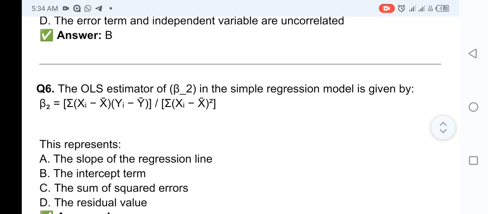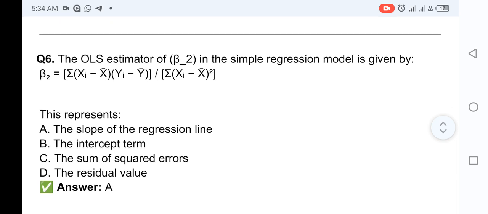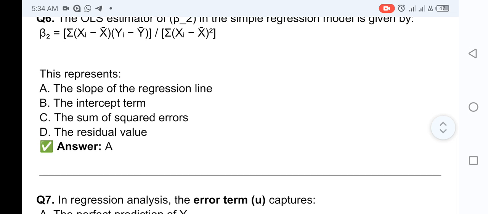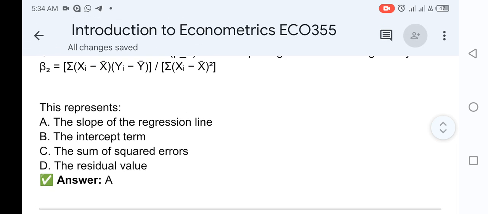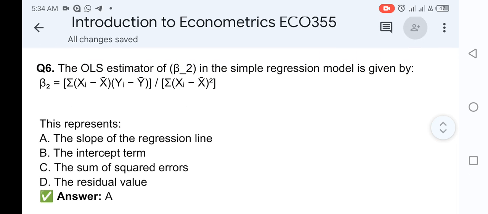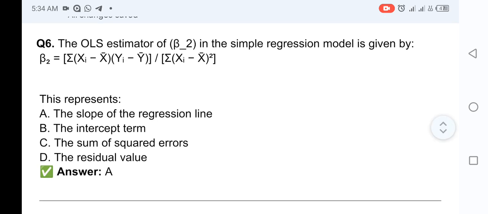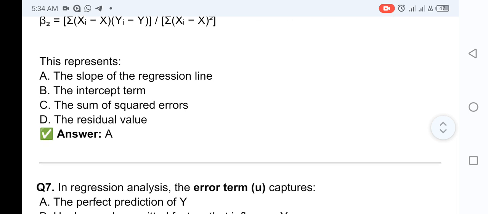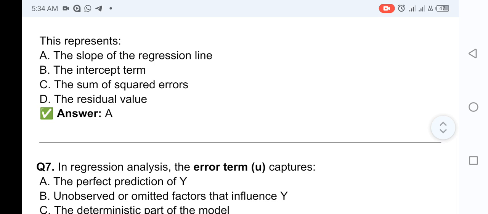Q6. The OLS estimator of beta_2 in the simple regression model is given by beta_2 equals sigma (x_i minus x bar)(y_i minus y bar) over sigma (x_i minus x bar) squared. This represents: A. the slope of the regression line, B. the intercept term, C. the sum of squared errors, D. the residual value. Answer, A.